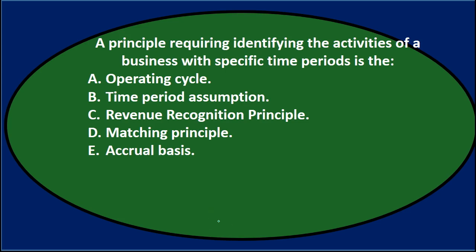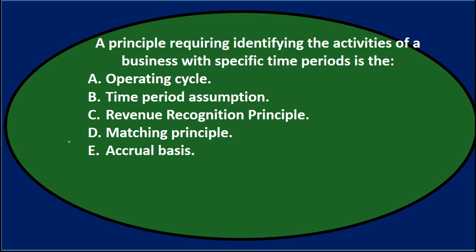Hello, in this presentation we will take a look at multiple choice questions having to do with the adjusting process. First question. A principle requiring identifying the activities of a business with specific time periods is the A. Operating cycle, B. Time period assumption, C. Revenue recognition principle, D. Matching principle, E.